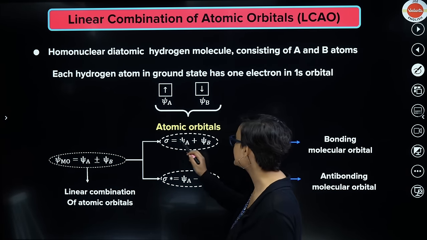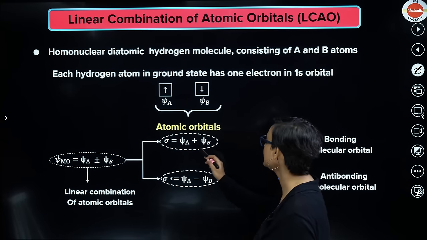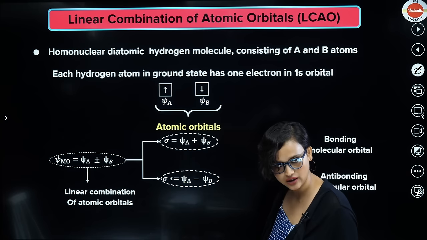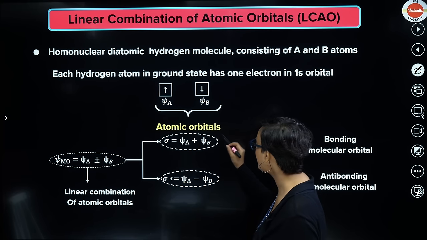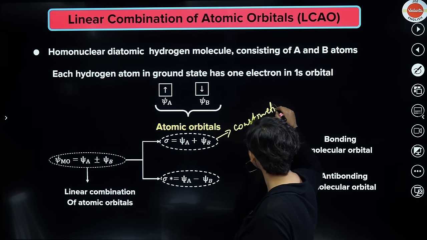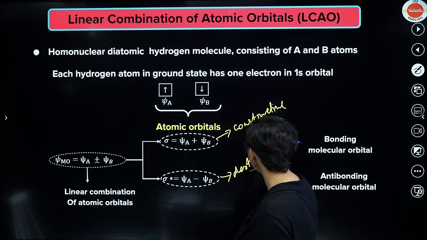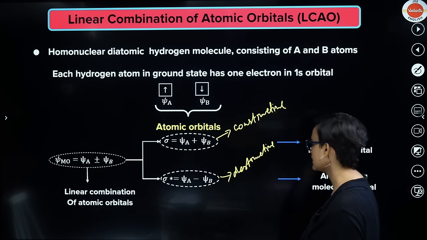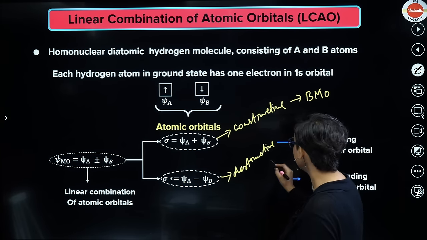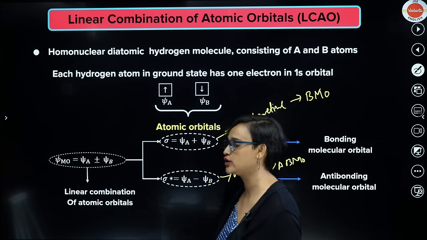Now what we are saying is, if it is just sigma, no star, just sigma is addition. If it is sigma star, that means it is subtraction. This means that it is constructive interference, and this means that it is destructive interference. This constructive one is your BMO, that is bonding molecular orbital. The destructive one is ABMO, that is antibonding molecular orbital.